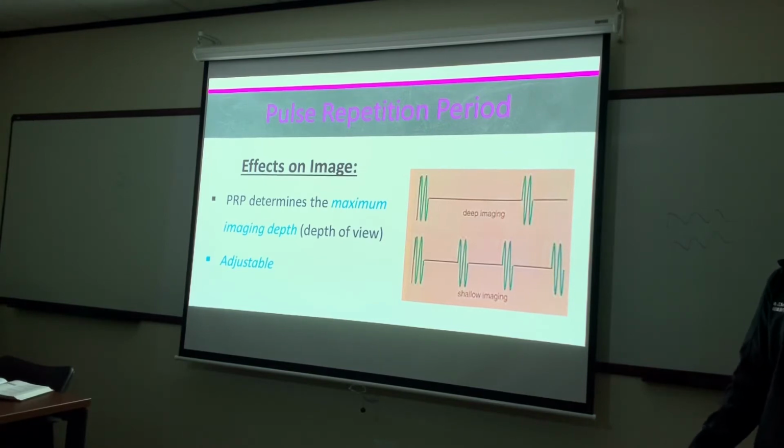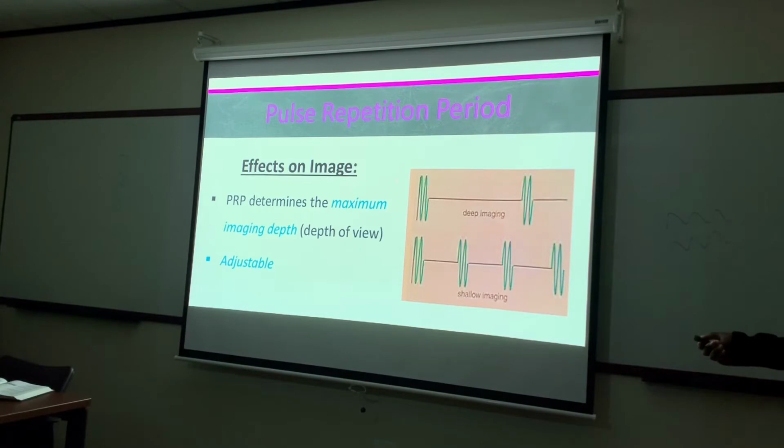So with much deeper imaging, now we have a much longer PRP, and we have a much lower pulse repetition frequency, because it's going to take a lot longer for the sound to come back before we send out the next pulse. When we have shallow imaging, now we have more pulses per second, which is our PRF. But now our pulse repetition period, the time from the beginning of this pulse to the beginning of the next pulse, is a lot shorter. So the maximum imaging depth is also determined by the pulsar.